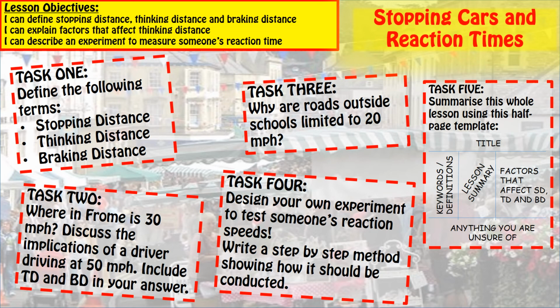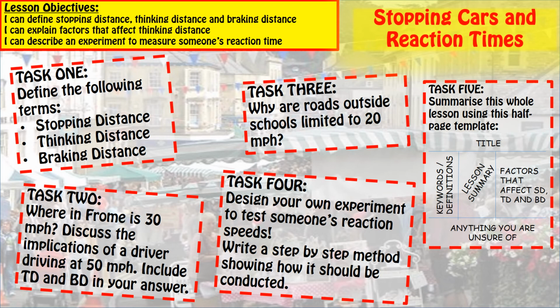Task 2, again, it's a similar sort of exam question, but I've just used Frome as my example. Where in Frome is 30 miles per hour? So you might think about, I've seen a 30 sign somewhere on the road. Whereabouts is that? So if a driver was to drive at 50 miles per hour, how is that going to affect a thinking and braking distance? So you need to write perhaps 3 or 4 sentences. It's like a longer style answer, 3 or 4 sentences answering that question.